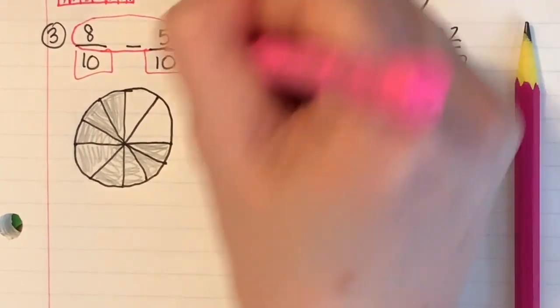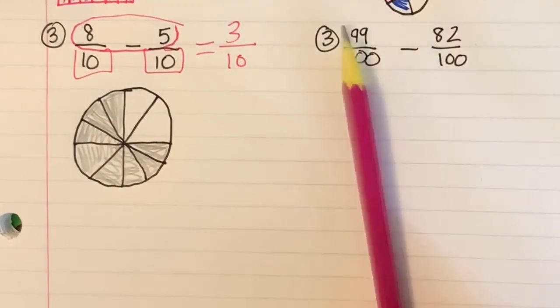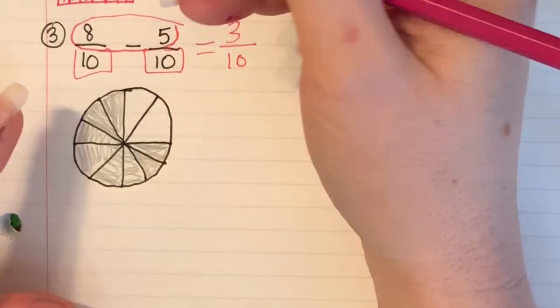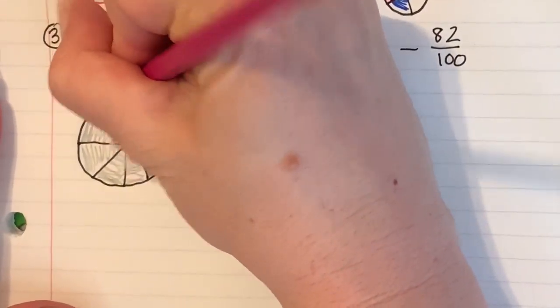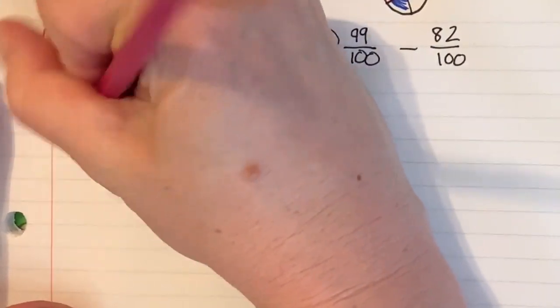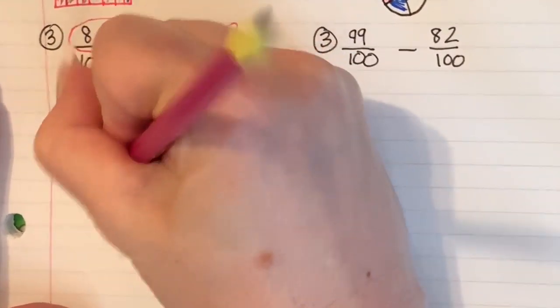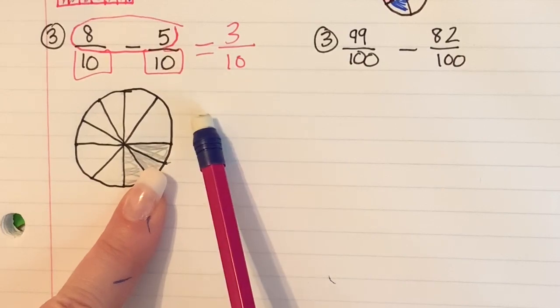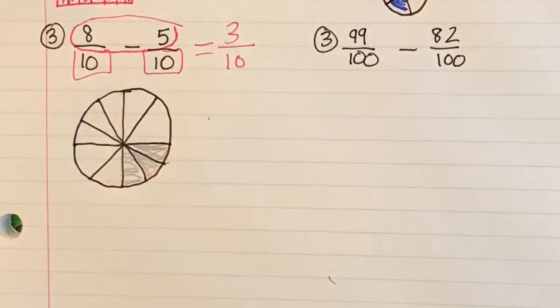Now let me show you what that looks like. You see that I have 8 shaded out of 10, and pretend I decide that I want to eat 5 pieces. So let me erase 1, 2, 3, 4, 5. So now you see there's only 3 pieces of the 10 left. That is why that works.